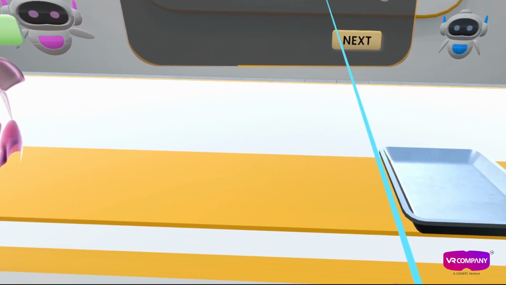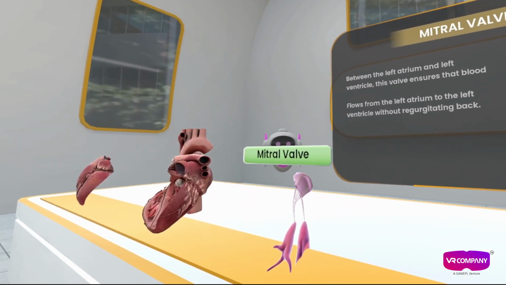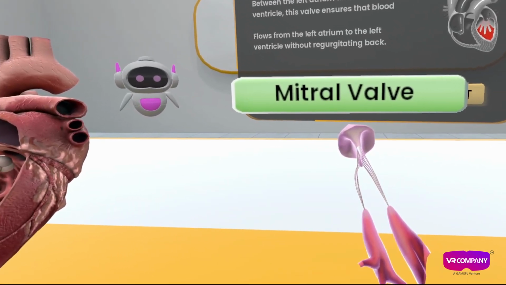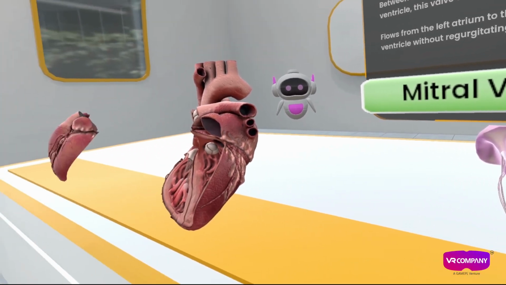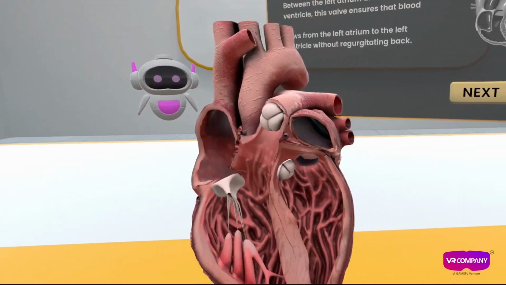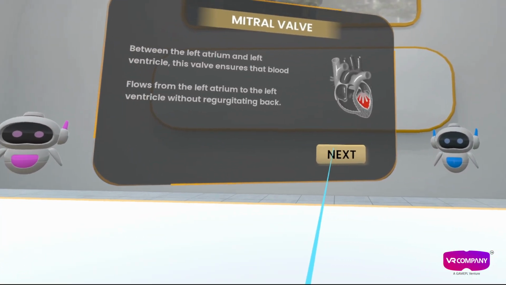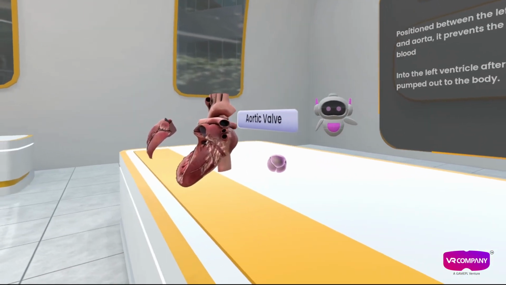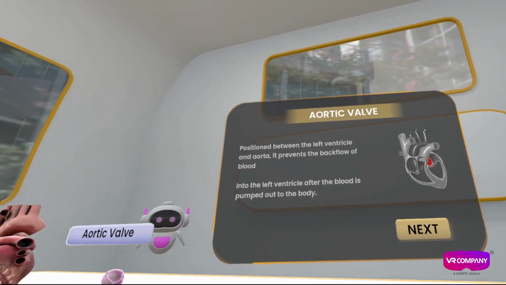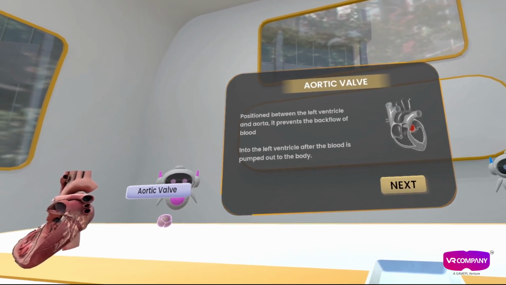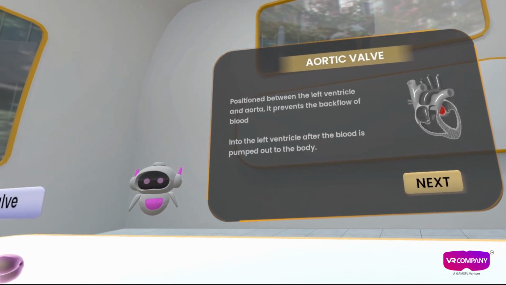Mitral valve, between the left atrium and left ventricle. This valve ensures that blood flows from the left atrium to the left ventricle without regurgitating back. Aortic valve, positioned between the left ventricle and aorta. It prevents the backflow of blood into the left ventricle after the blood is pumped out to the body.